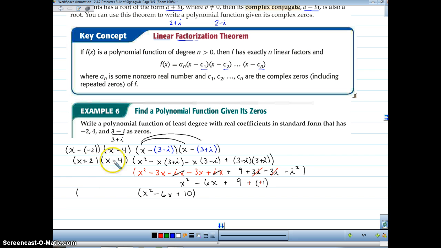Now we might as well go ahead and FOIL this part over here. So we're going to get x squared minus 4x plus 2x. That's going to be minus 2x minus 8.